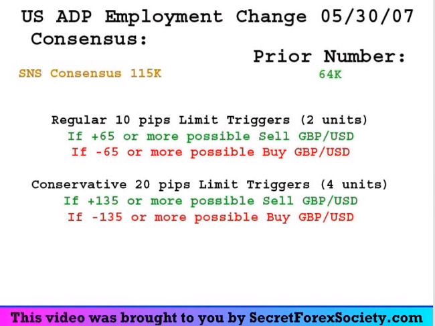The regular 10 pips limit triggers are plus 65 or minus 65, so if the report comes out at 180 or above, or at 50 or below, it would generate a signal. Expectations are 115K, and on the conservative triggers we have plus 135 and minus 135. So if the report comes out at 250 or above, or minus 20 or more negative, it would then trigger the conservative limit triggers.